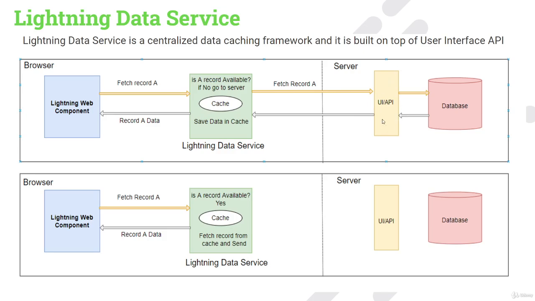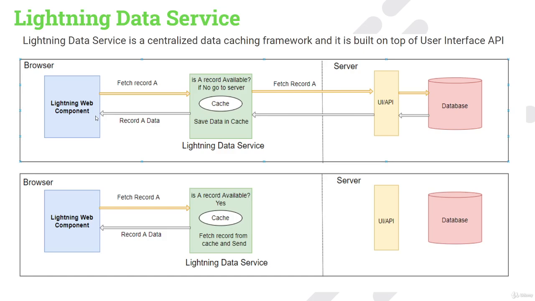I'll explain what the role of the UI API is here. It gets the data, the UI API passes the same data further, and it comes back to the Lightning Data Service, and it says, okay, I got the data, you store it in your cache. And it sends the data back to the Lightning Web Component. This is the first journey, the time you fetch the record A for the first time.